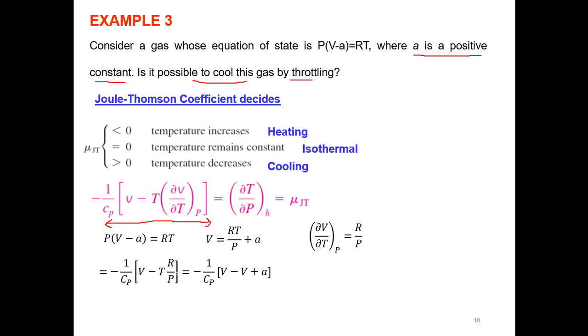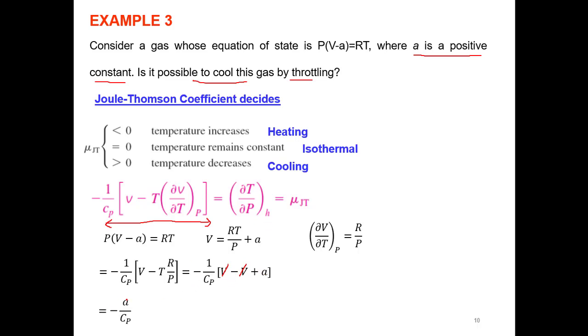If we simplify, this is RT by P, so this will go to the other side, giving V minus A. If we put this in and simplify, the terms will cancel out, so the remaining will be minus A by Cp.